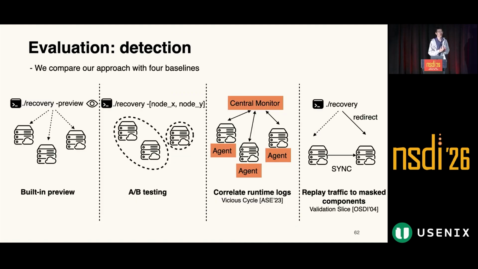We compare Pilot with 4 natural alternatives. Firstly, some systems provide a preview mode, which tells what the recovery plans to change, but it does not actually execute the real path. Secondly, A/B testing. We could try recovery on a few machines first to give us realistic feedback, but it still touches production and is risky. Third, there are some log-based detection tools, such as virtuous cycle detection. They can catch certain types of recovery failures, but they are not very general. Finally, validation slices create a separate environment to test recovery changes, but this environment still differs from the production environment.